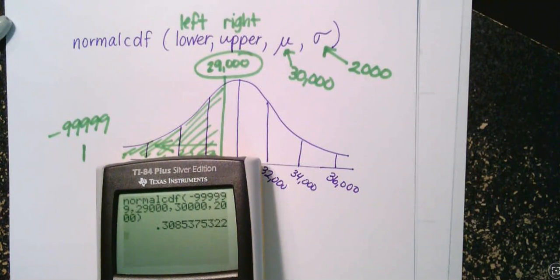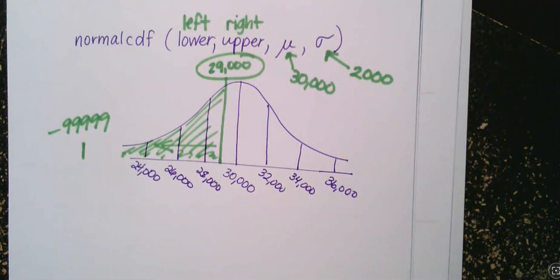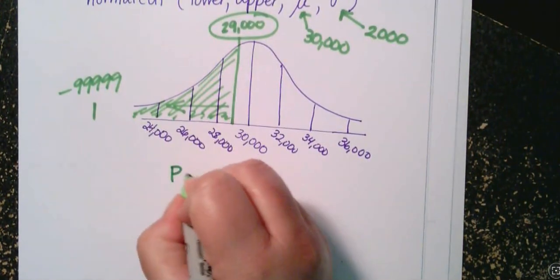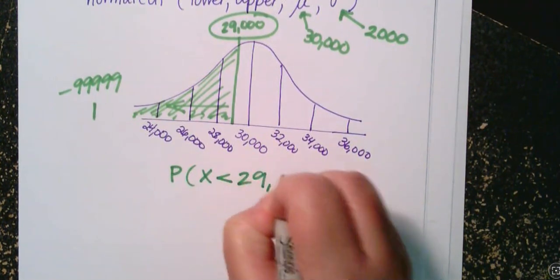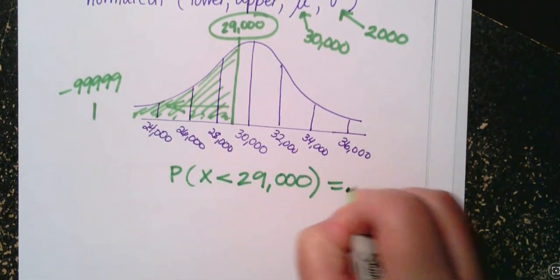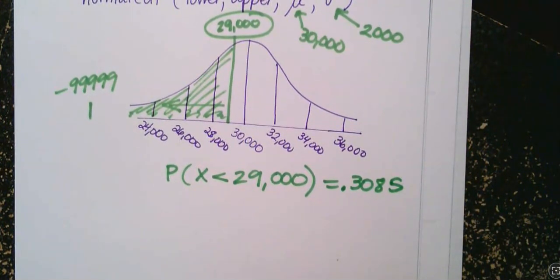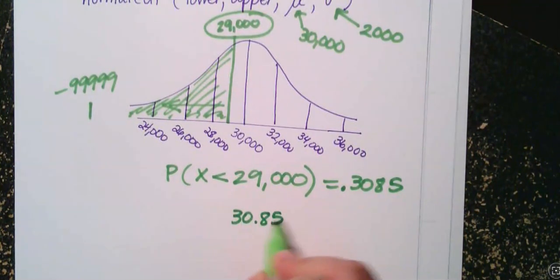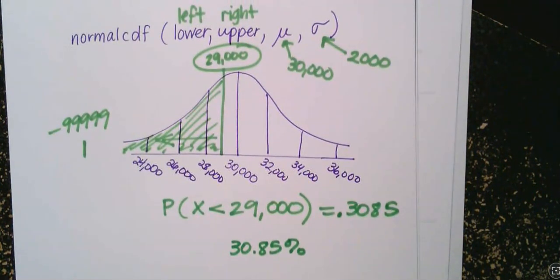And I get 0.3085. Okay? So that's basically the probability of my tire life being less than 29,000 is 0.3085. Or if we wanted to say percent, because that's what the question actually said, was what percentage of the tires would have a life of less than 29,000 miles, that would be 30.85%. All right, let me show you the next one.